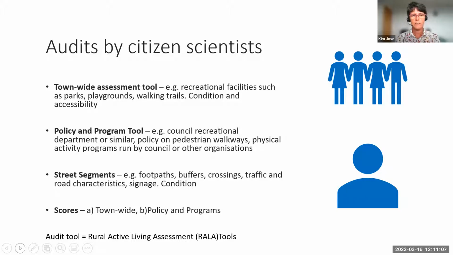So when it came to the audits, these involved 3 different components. So there was a town-wide assessment tool which looked at facilities, parks, playgrounds, schools, those sorts of things, their condition and accessibility. Then there was a policy and program tool, which was more looking at things to do with perhaps the council or policy areas around maintaining walkways or trails and those sorts of things. And then there was the more focused audit, which was the street segments. And this was the audit tool that most of the citizen scientists completed. And that was where you got down to the nitty-gritty of things like the condition of footpaths, traffic crossings and those sorts of things.